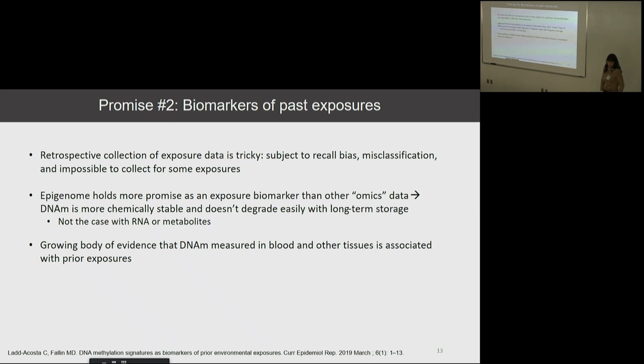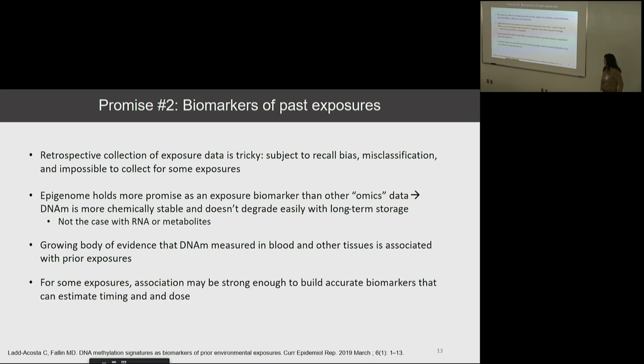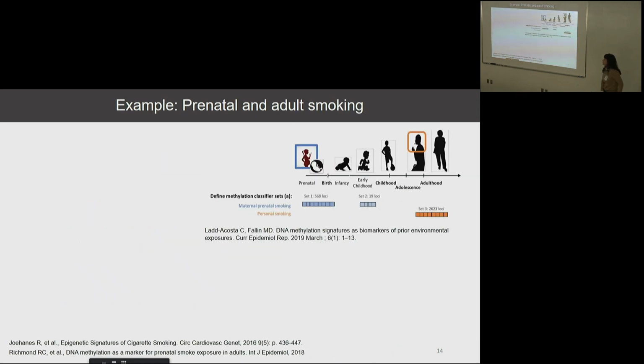There's a growing body of evidence that DNA methylation measured in blood and other tissues is associated with prior exposures. And I think this is something to get excited about, quite frankly. For some exposures, in fact, the association may be strong enough to build accurate biomarkers that can estimate timing and dosage effects. So I'm going to give you a quintessential example from the literature. This is also the most well-studied and well-validated example, and that is for prenatal and adult smoking.